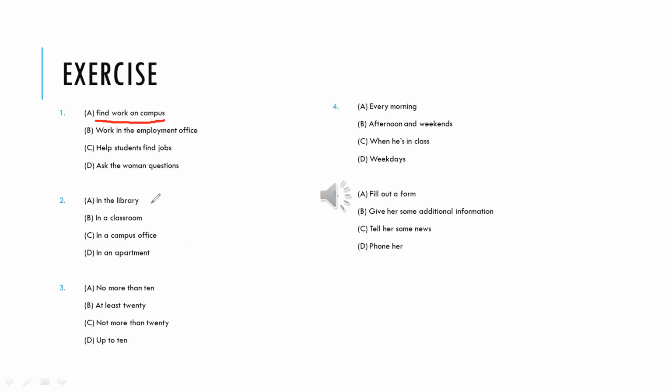And then we can choose the answer C, right? So the best answer is C because the woman said, "You come to the right place. The campus employment office is the place for students to find information about jobs on campus." And then for number 3, how many hours can the man do the job?